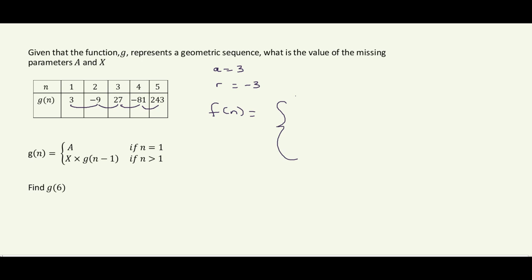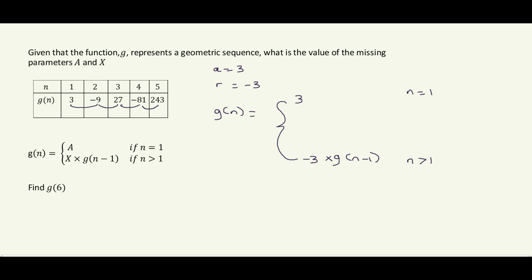So our function, let's go ahead and create our curly braces. So our first term is 3, and then our ratio is -3 multiplied by f of n minus 1. So we're going to multiply -3 by the previous term. So we have 3 when n equal to 1, and we have this when n is greater than 1. So just an error that is easy to make, and I've made the error here. We're actually not dealing with f of n, we're dealing with g of n. So let's correct that. So this is g of n, this is g of n minus 1.